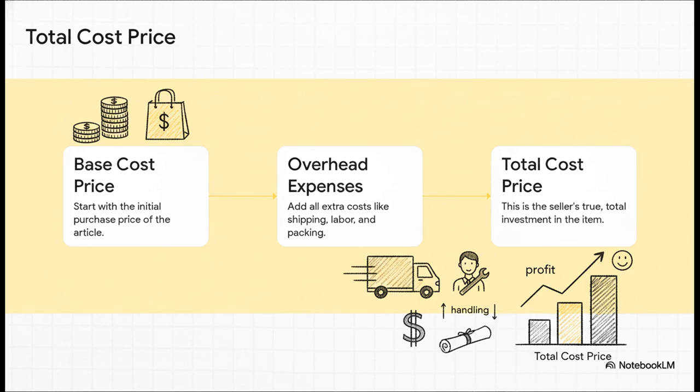And the way you figure out the real cost is really straightforward. You just start with that base cost price, what the seller paid for the item itself. Then you just stack all those extra costs right on top. And what you get is the total cost price. That is the real number they have to beat to make a profit.